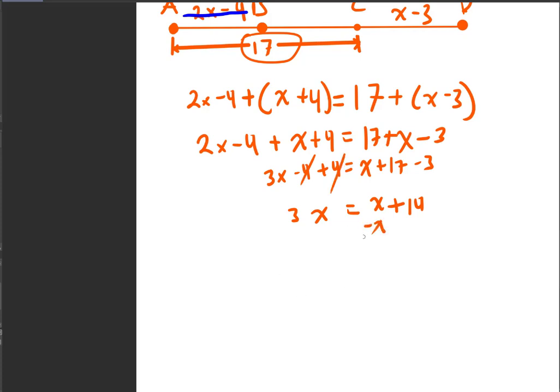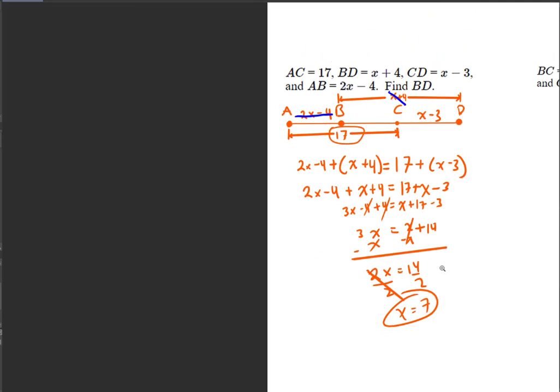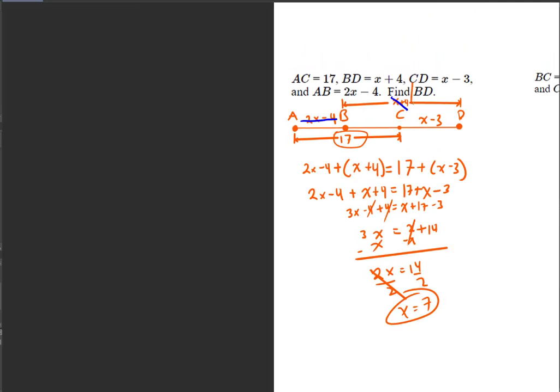So now I'm going to subtract x from both sides, right? When I do that, I should get 2x is equal to 14. I divide by 2, and I get x is equal to 7. Now, obviously, 7 is not my answer. Just don't forget, they want me to find BD. So actually, what they want me to find is this length BD.